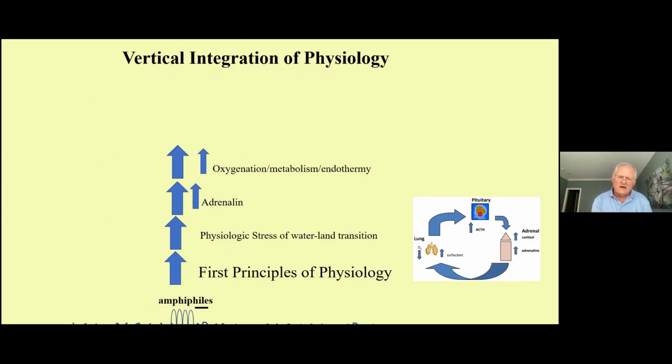Next, and that promoted oxygenation, metabolism, and warm-bloodedness, endothermy. So here you have, under the aegis of stress, the evolution of land-adapted warm-blooded organisms. That's how, at least my reduction of that process had transpired. Next slide, please. And that's just showing the integration of all those things.